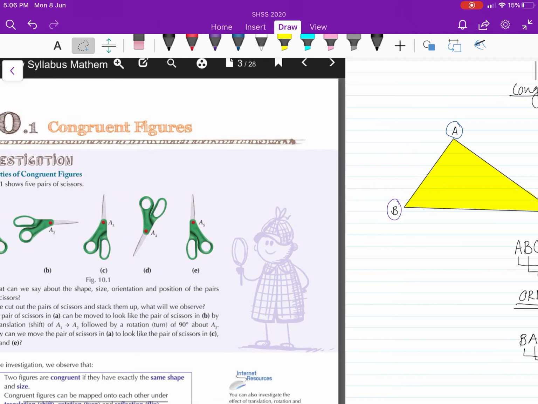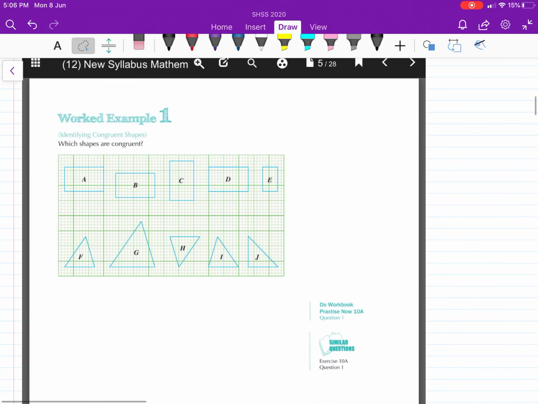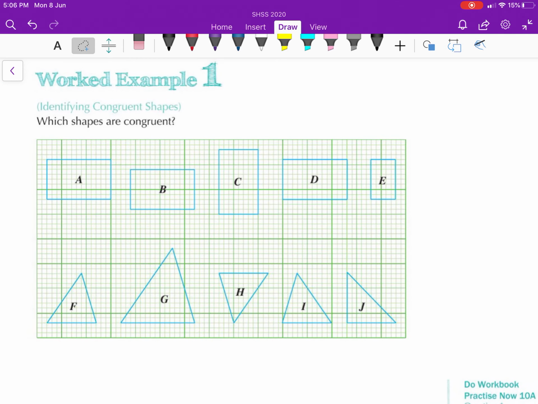Let's take a look at example number 1. Which shapes are congruent? Let's try. I'm going to take a red pen and outline rectangle A, and I'm going to try to map it onto B. Is it the same as B? Yes, it is. Is it the same as D? Yes, it is. But how do we know whether it is the same as C? Because C is rotated, we just rotate and check. Yes, it is the same. So A, B, C, and D are congruent.